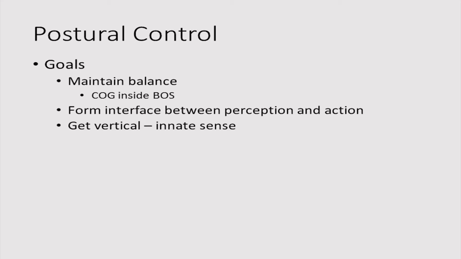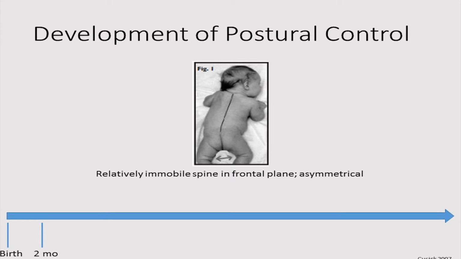And we also, as human beings, have an innate sense to get vertical. We want to get up and get moving. There's a reason why we atrophy when we're laying in bed and not using our muscles: we're made to be upright and vertical. So the development of postural control really starts in early infancy. Around 2 months old, we have a relatively immobile spine in the frontal plane and very asymmetrical.